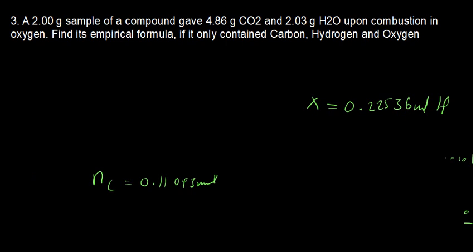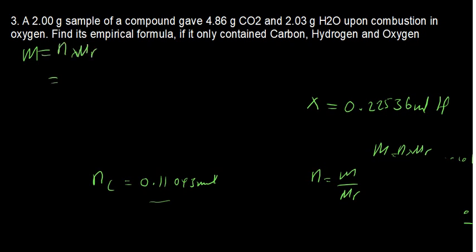Now let's first convert this to mass. So mass of carbon, how do we find mass? We know that number of moles is mass over molar mass. So we cross multiply. Mass is going to be number of moles times molar mass. So the number of moles of carbon we've been given as 0.11043, then times the molar mass for carbon, which is 12.0107. So same, let's find the mass of hydrogen.